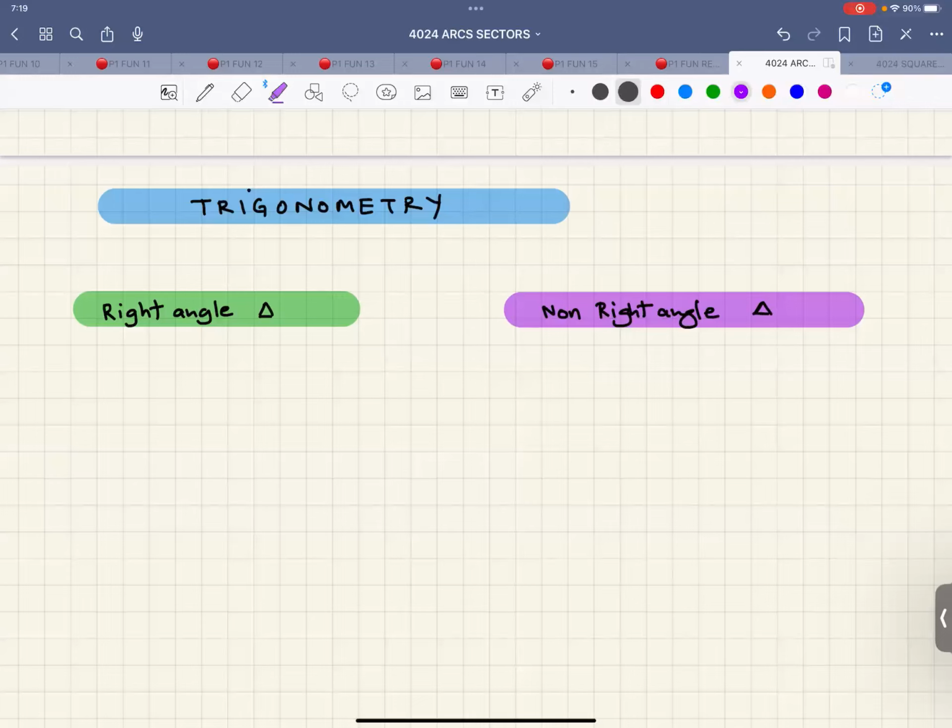Now let me draw a right angle triangle over here. And this is the height. This is the base. And this is the hypotenuse. So this is right angle. This is an angle theta. This is side A. This is side B. But instead of A and B, let me write this as opposite with respect to theta. This is adjacent with respect to theta, and opposite of 90 is hypotenuse.